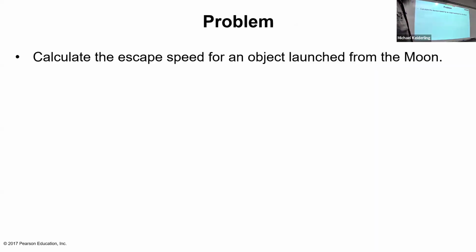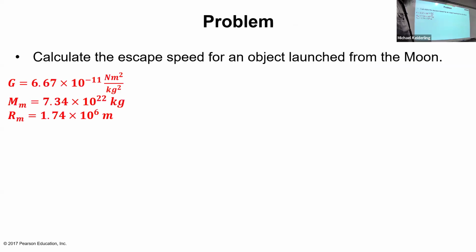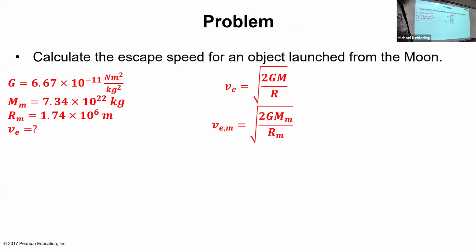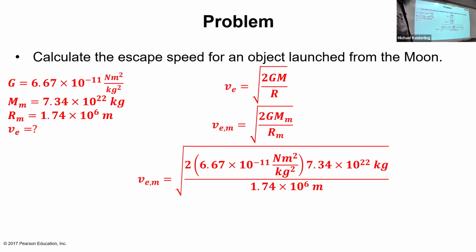And if you want to calculate the escape velocity for an object launched from the moon, you need to use the mass of the moon and the radius of the moon. So the escape velocity is the square root of 2 times G times the mass over the radius. So 2G times the mass of the moon over the radius of the moon. You plug in the numbers, you get an escape velocity of around 2,370 meters per second, or 5,300 miles per hour.